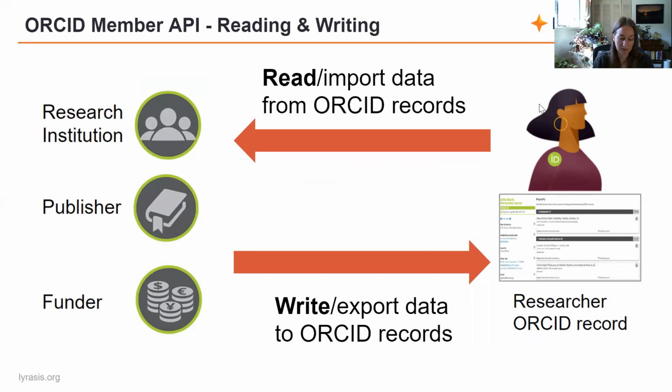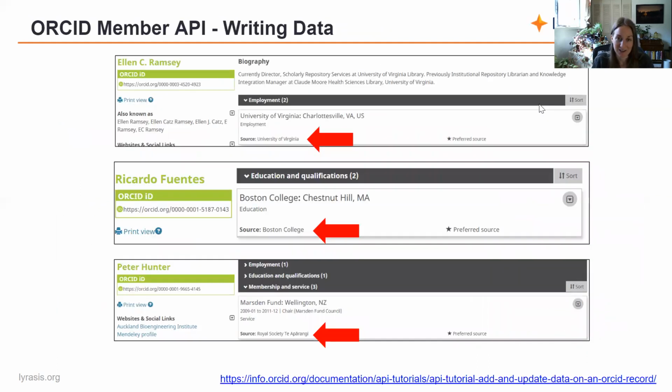And by using the ORCID Member API to add data to somebody's ORCID record, the source of those entries will appear as the name of the organization, which lends more authority and credibility to the assertion. And what you're seeing here is just a few examples of member institutions that have written data to somebody's ORCID record. And so you're seeing that source. And just a side note, the Premium Member API also allows for webhooks notifications. So you can basically receive an alert anytime information has been updated on somebody's ORCID record.